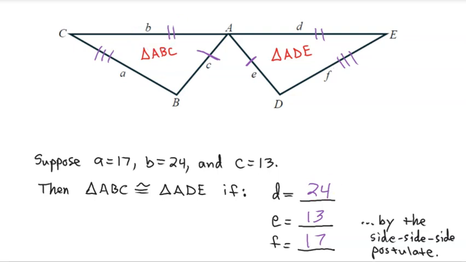So if D is 24, E is 13, and F is 17, also B is 24, C is 13, and A is 17. Therefore, by the side postulate, we can prove, or we show that triangle ABC is congruent to triangle ADE.